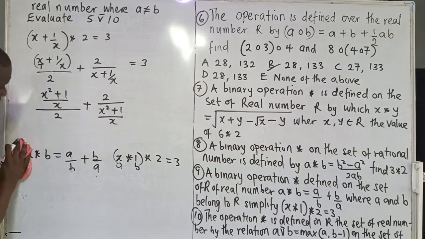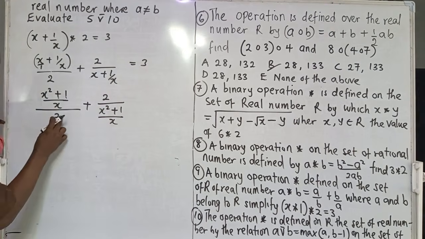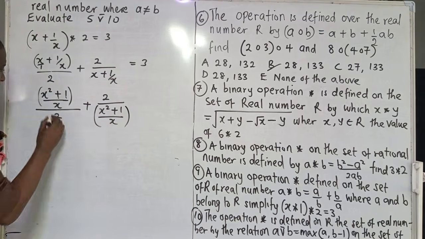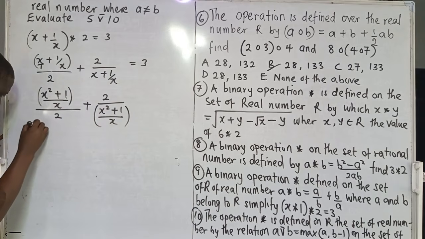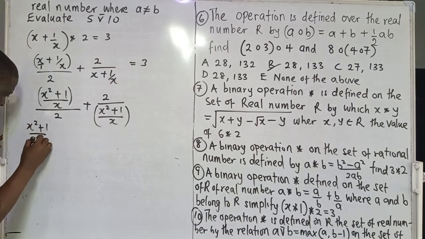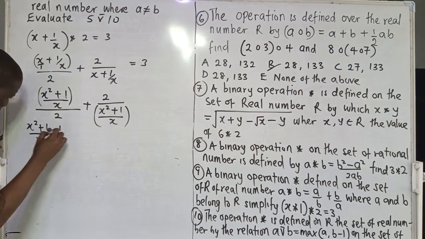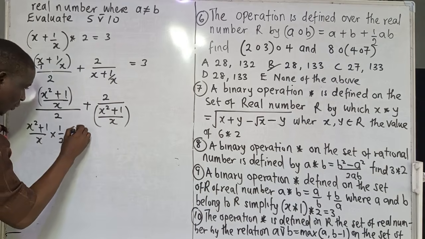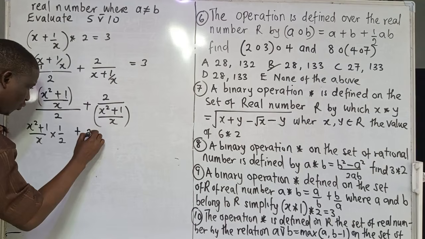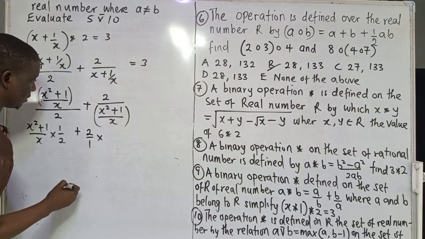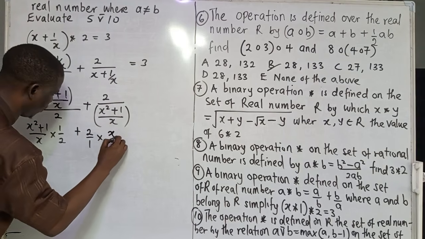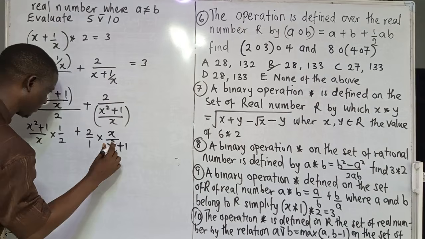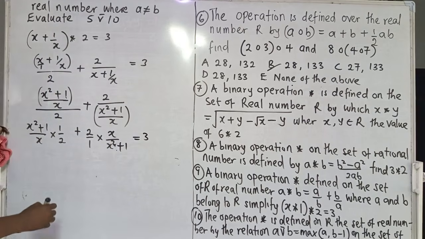Now, can you do something for me? Don't forget, this one is simply X squared plus 1 over X times 1 over 2. I hope you know. Then this one now is plus, simply, 2 over 1 times X over X squared plus 1, is equal to 3.